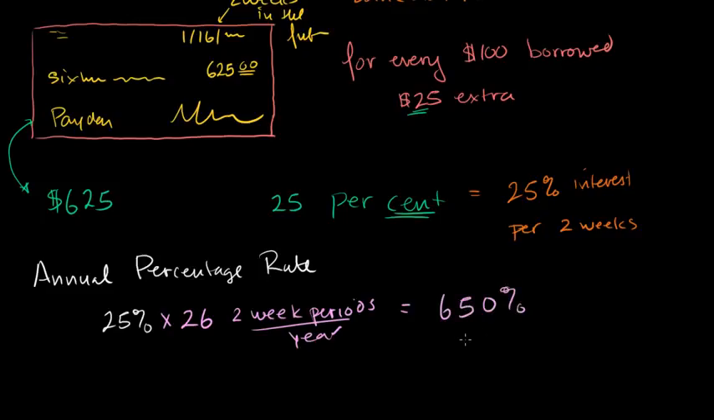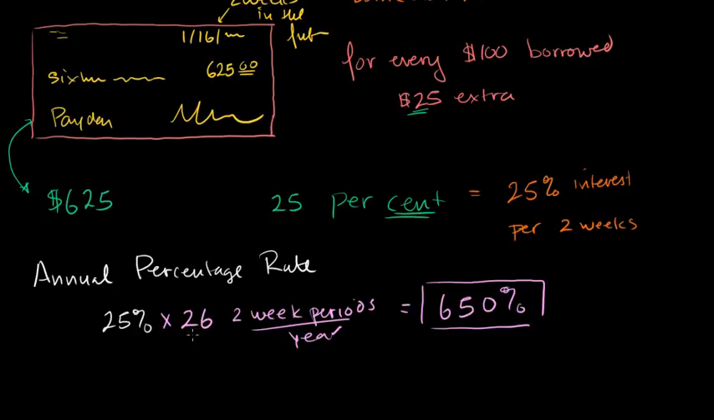So if you thought the credit card companies were charging a lot of interest, charging you, I don't know, a mid-teens interest rate or a 20% interest rate, this is 650%. It's an order of magnitude or two above what even credit cards charge you. So this is a really, really crazy annual percentage rate. And this was just a simple annual percentage rate where we multiplied it by 26.